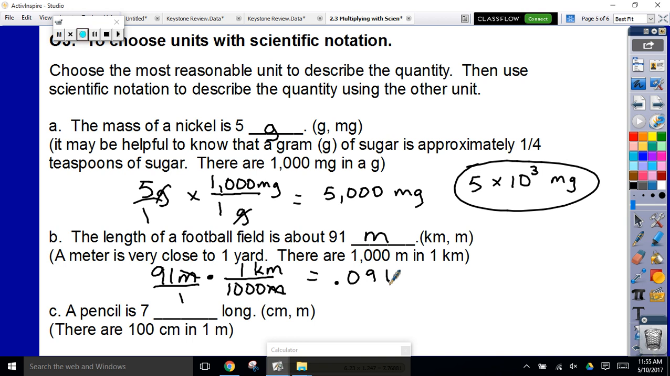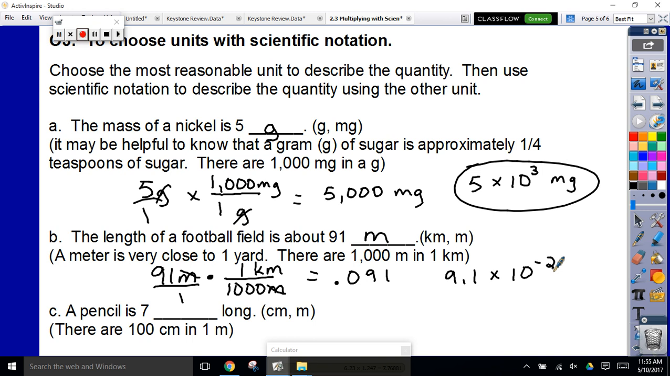Trey, what would that number be in scientific notation? 9.1 times 10 to the negative what? Second. Yes, negative second, good. Now you could have written the 1,000 in scientific notation over here in the problem and gotten your answer that way as well.